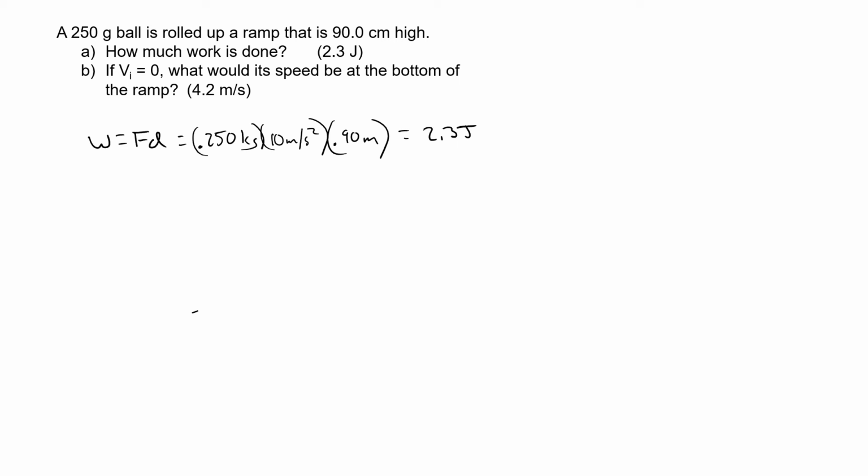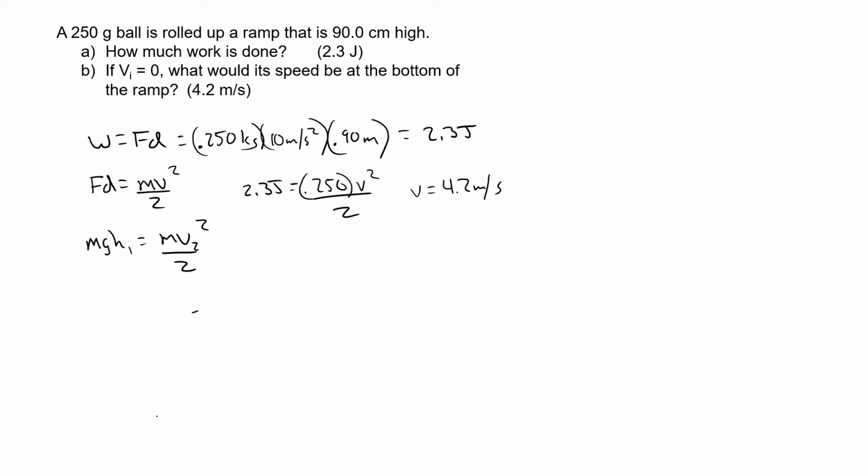Now, what would its speed be at the bottom of the ramp if it fell? Well, again, that is converting all of that work we did into the kinetic energy of the ball. So you could do it this way, or you could set it up as our mgh1 equals mv2 squared over 2. You're going to get the exact same thing. Here we have 2.3 joules is equal to 0.250 times v2 squared over 2, and v would be 4.2 meters per second.